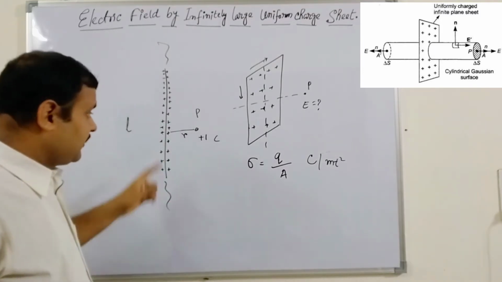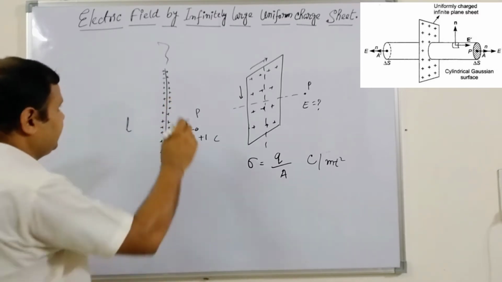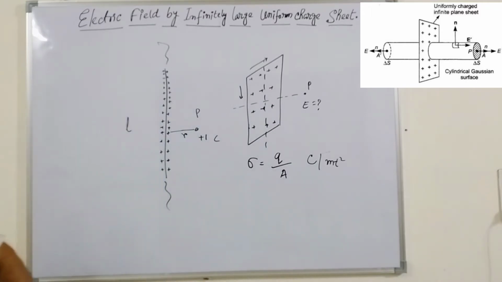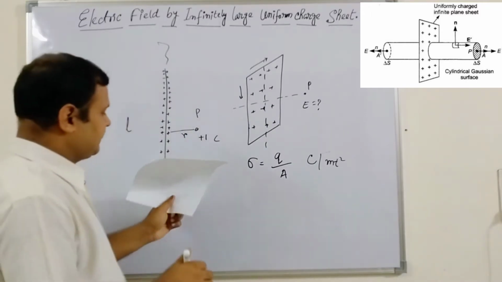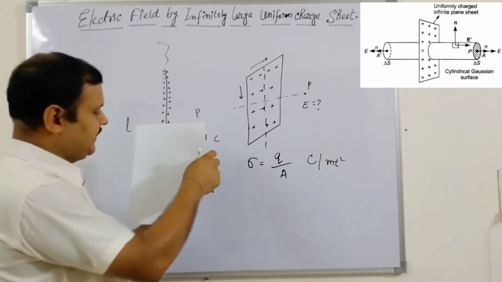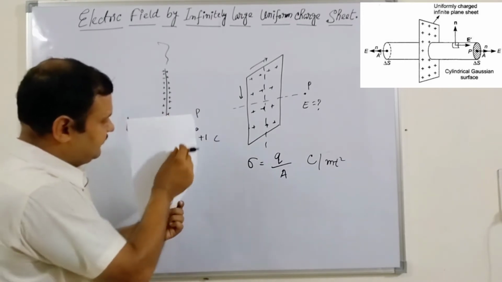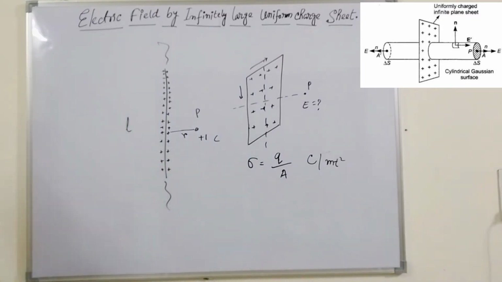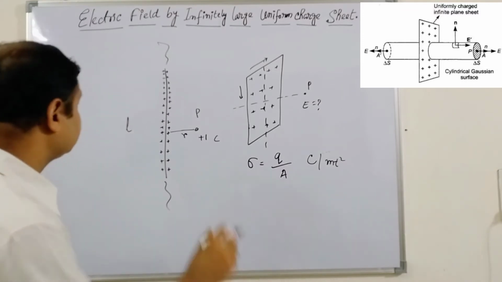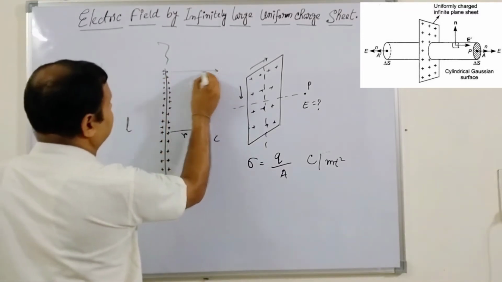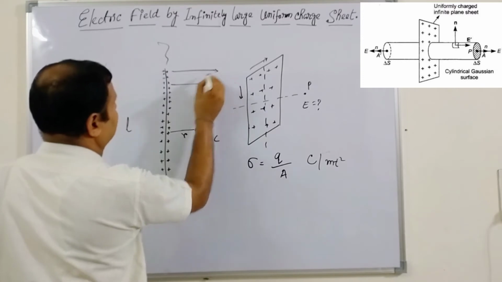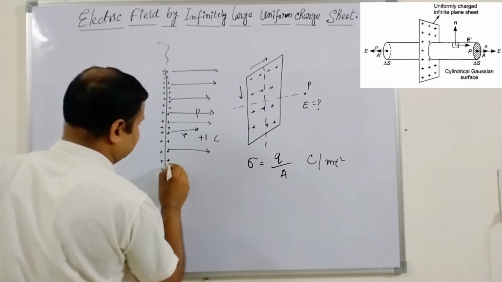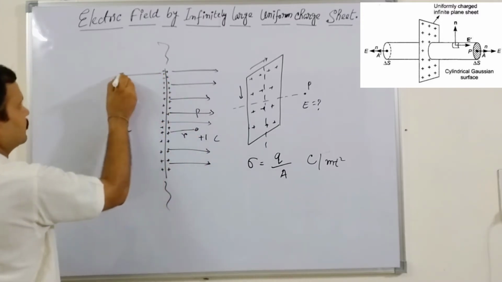For a plate, one thing you need to remember: the field is always perpendicular to the plate surface. This is the plate surface. Again, let's consider it like this. If you consider this a plate, the electrical field of the charge will be perpendicular to this axis like this. The electrical field will be normal to this plate, and on this side also.